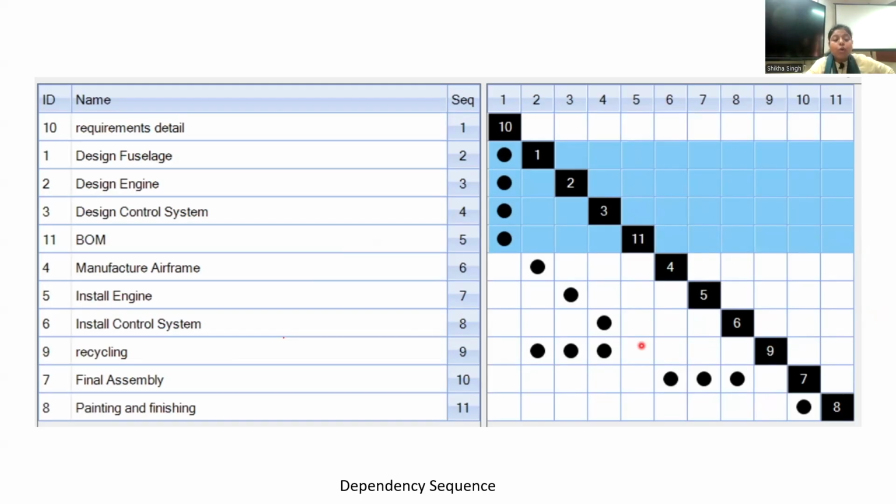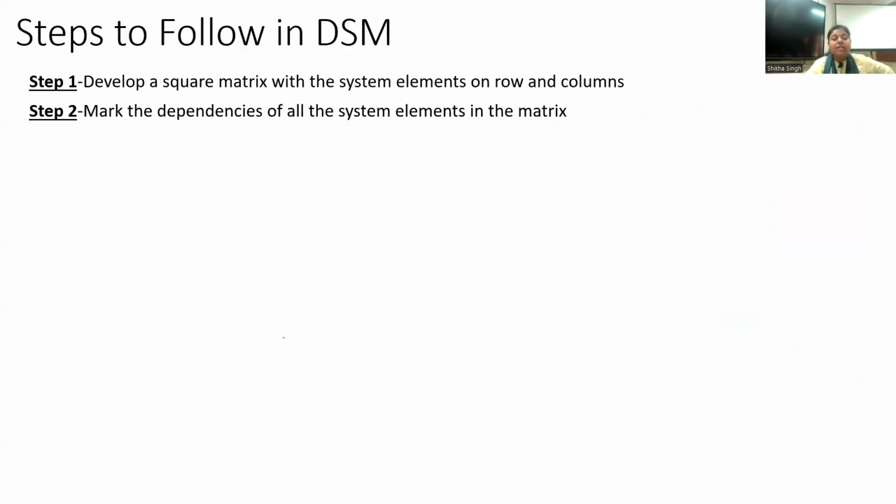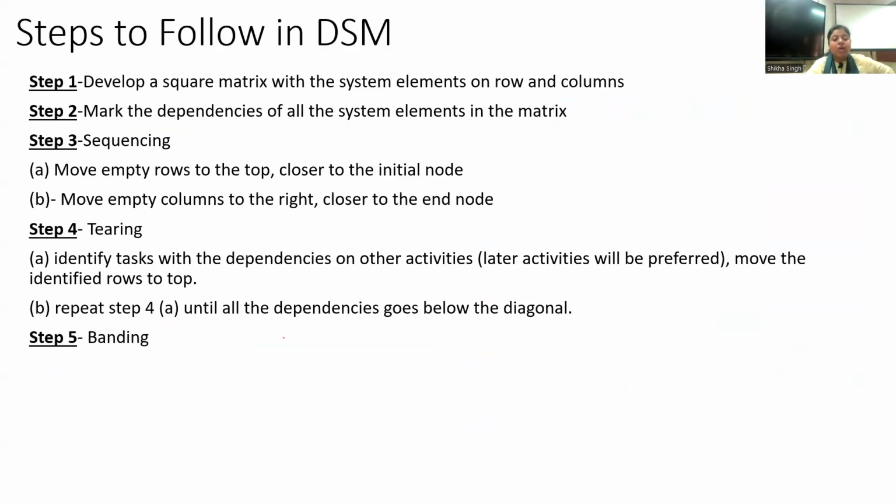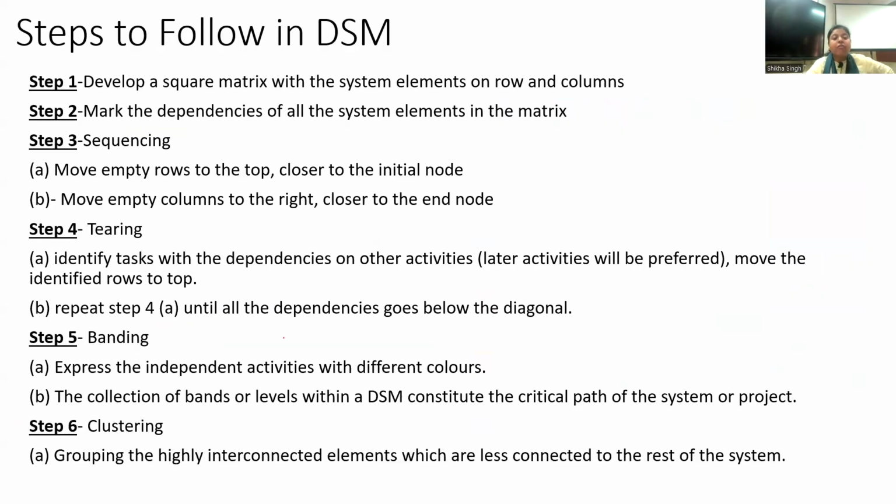How the rows are rearranging in order to decide the hierarchy of the structure or the system's architecture, right? Then you see these steps were followed, and accordingly you may perform it in any computer software.